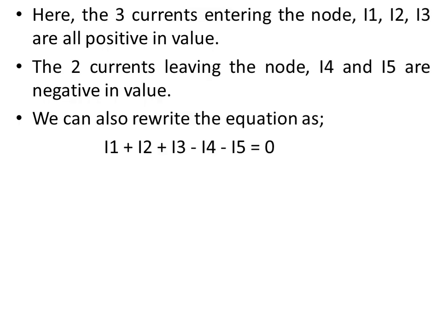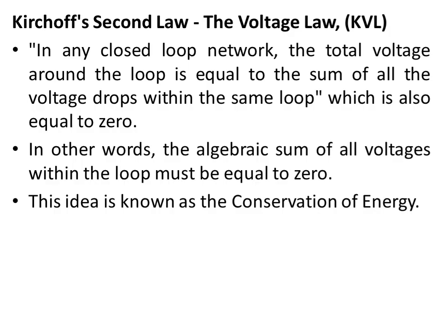Here the three currents entering the node are I1, I2, I3. All are positive in value. The two currents leaving the node, I4 and I5, are negative in value. We can also rewrite the equation as I1 plus I2 plus I3 minus I4 minus I5 is equal to 0.